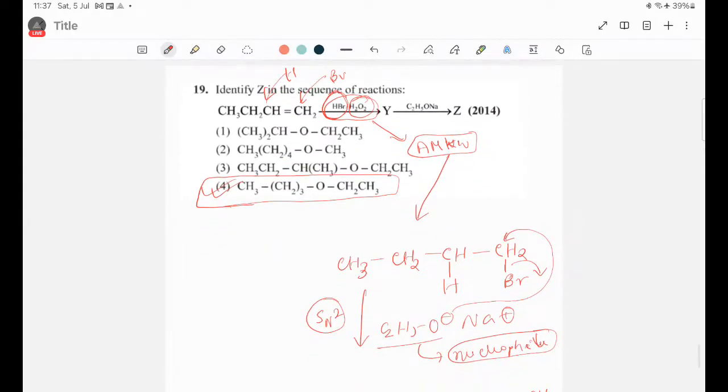After this anti-Markovnikov addition, what is the second reagent? That is C2H5O minus Na plus, the ethoxide ion. Now ethoxide is comparatively smaller. If it were tertiary butoxide, it would act as a base rather than a nucleophile. But C2H5O minus is a better nucleophile because it is smaller in size, and the reaction will be SN2 in nature. It will directly attack the carbon attached to bromine, and Br minus will be removed as a good leaving group. Then the option 4 product will be formed. So the correct option is option 4.